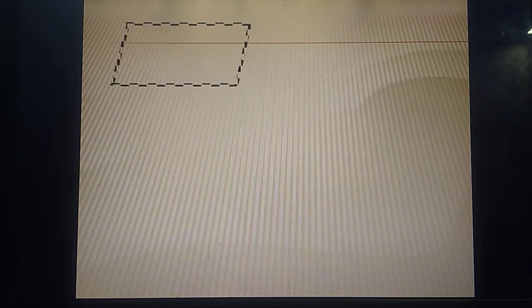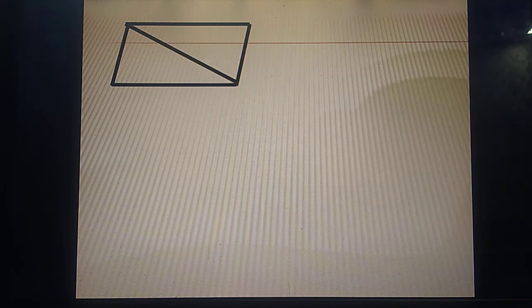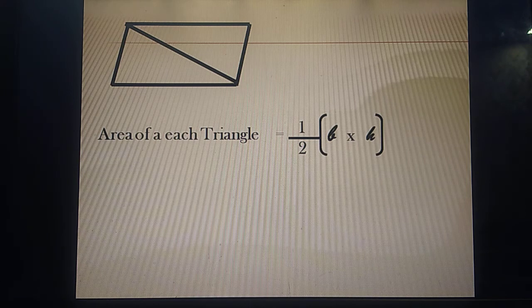Next, consider the parallelogram again. Divide it into two equal parts by the diagonal. Here, each part is a triangle. To find out area of a triangle, we will use the area of parallelogram divided by 2.